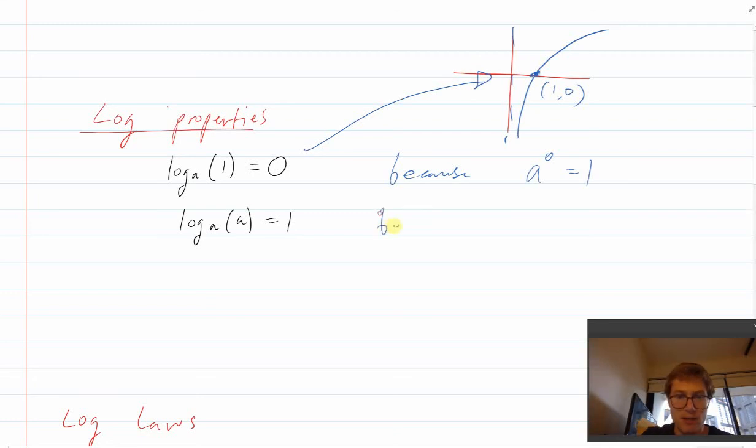The next property comes from the fact that if you have any base to the power of 1, you get itself. And that's what this is saying. Log base a of a itself is 1. So 2 very important log properties.